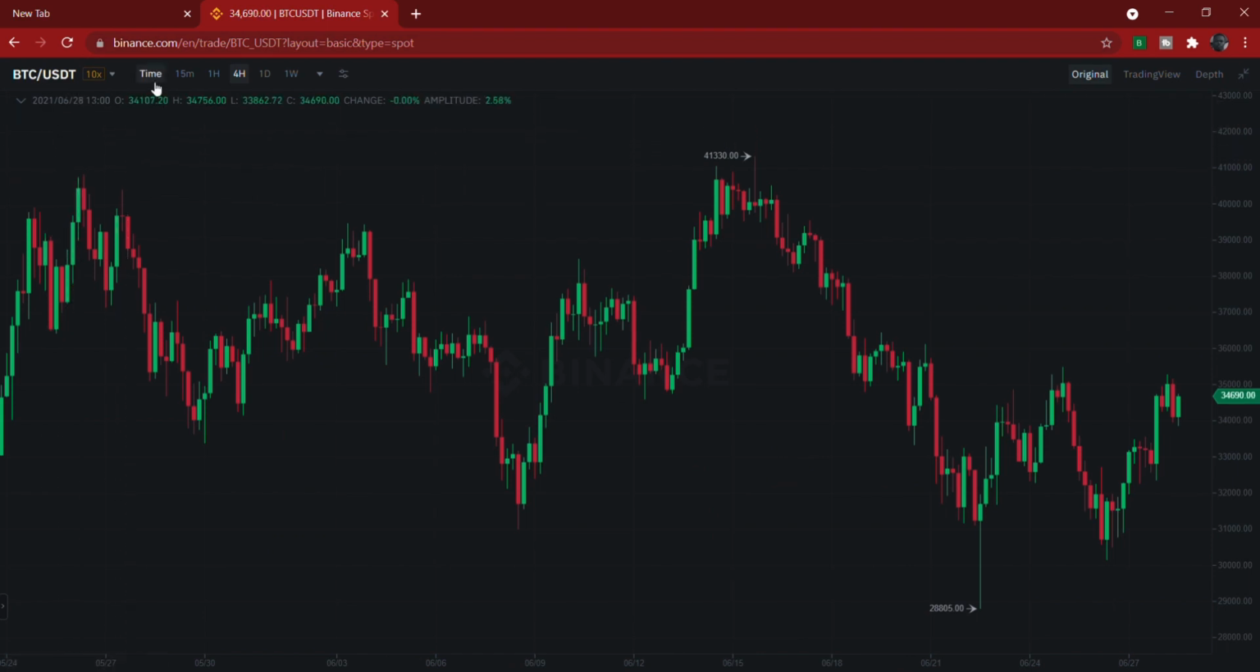Now if you check up here, this is the time frame. You can use any time frame, but when you are doing technical analysis of a coin, make sure you stick to just one time frame. Don't just change time frame anyhow. But most times I use the 4-hour time frame.